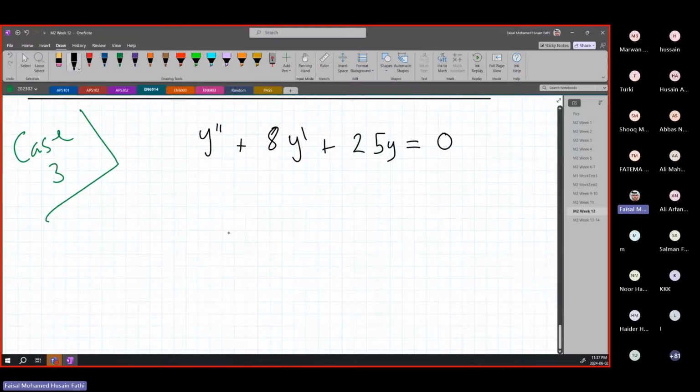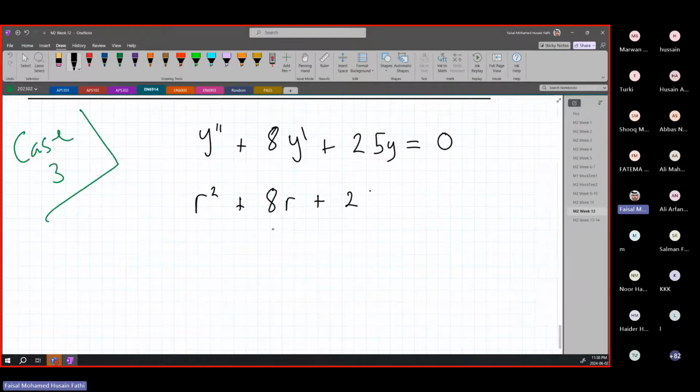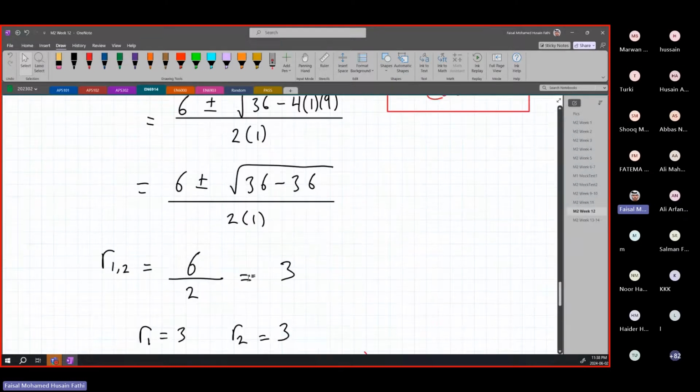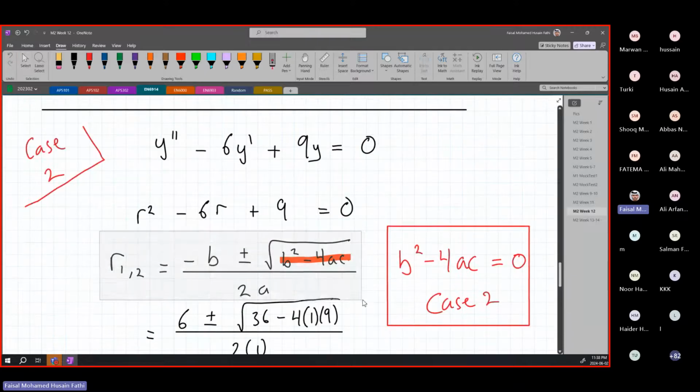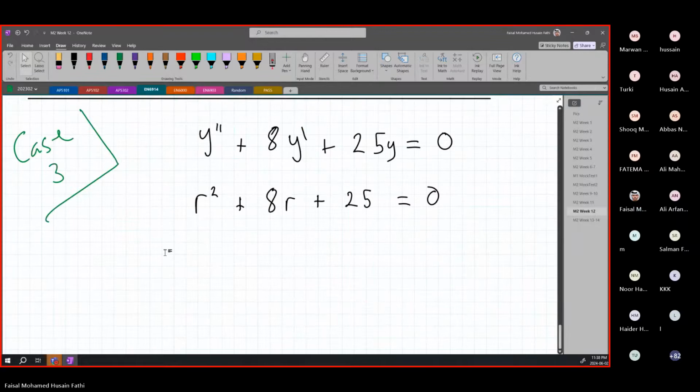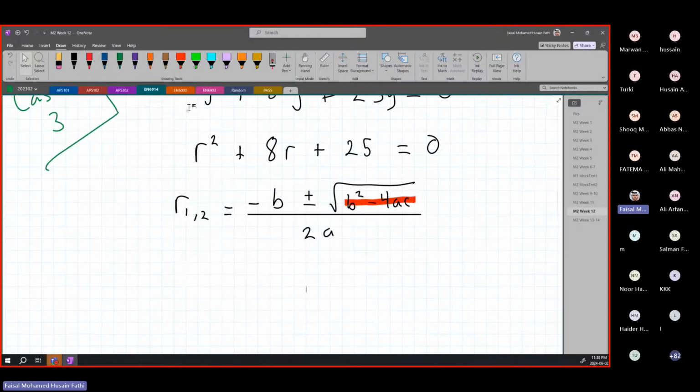There's a y here. All right. Again, we're going to find our characteristic equation, which is r squared plus 8r plus 25, which is equal to 0. Simple. We apply our quadratic formula, which is this formula over here.